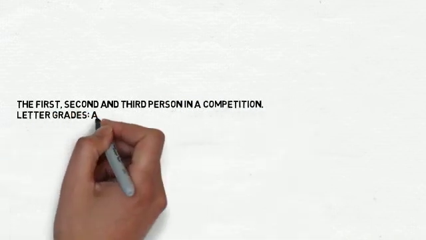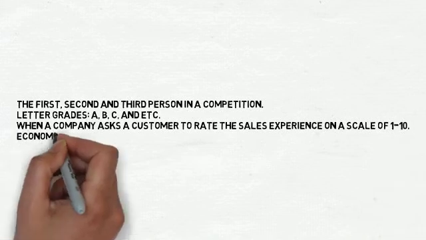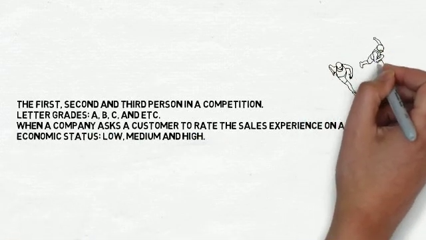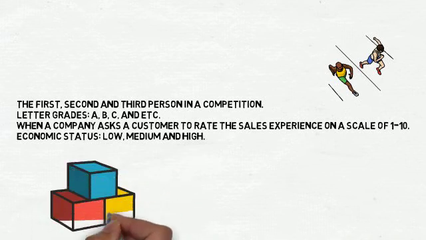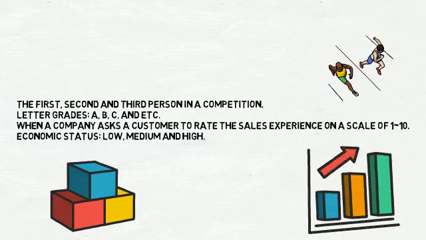Let's see some examples. First, second, and third person in a competition, the grades, the weightings, the economic status, low, medium, or high. From these examples, you can obviously see that there is a categorical measure in it. That's why it is called ordinal data.